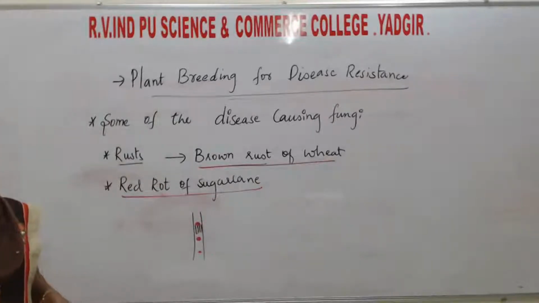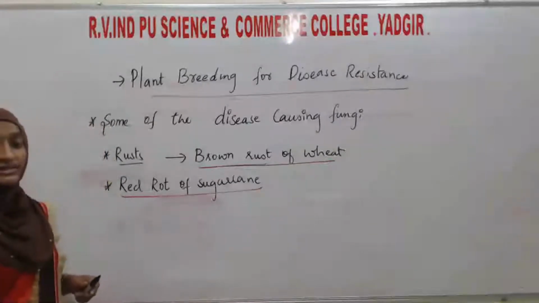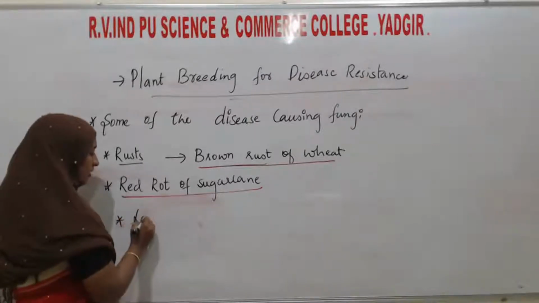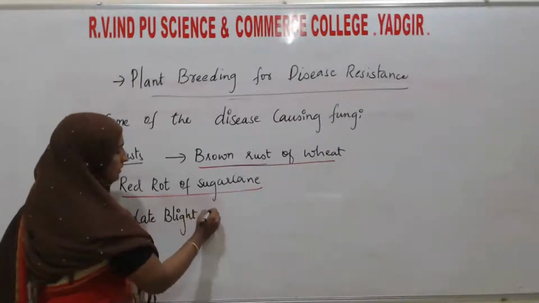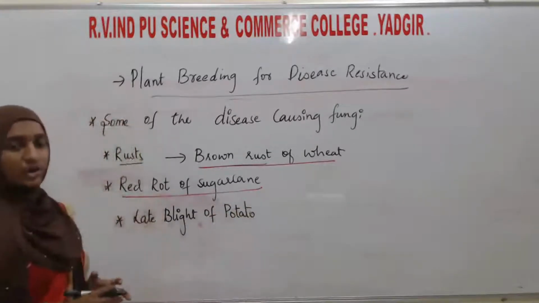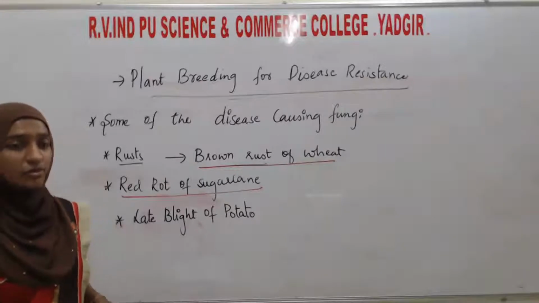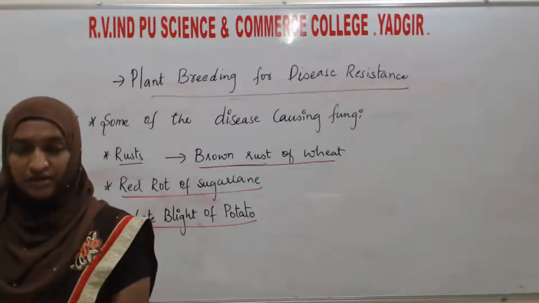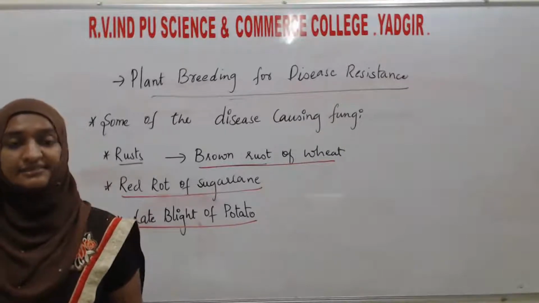The next, one more fungus is there, which is going to cause a disease in the potato. The name of that particular disease is the late blight of potato. On the potato some spots are going to appear, that is the fungal infection or the fungal disease, and the disease is known as the late blight of potato. So these are some of the fungi which are going to cause the fungal diseases in the crop fields.